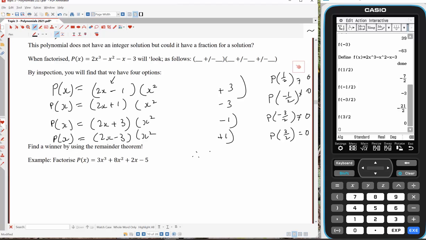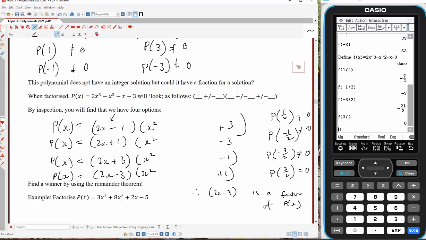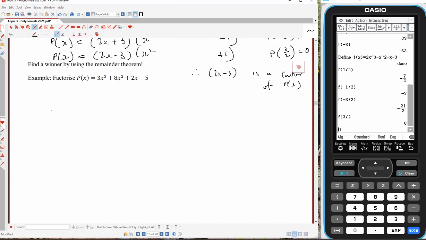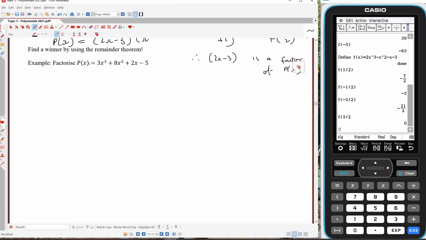What that means is 2x take 3 is a factor of p of x. So we found a linear factor, even though when we tried p of 1, p of -1, p of 3, and p of -3, it didn't seem to work. Okay, so the factor is a fraction. Well, actually, it's not a fraction, but to work it out requires us to use this fraction here. All right, so let's factorize this thing here.